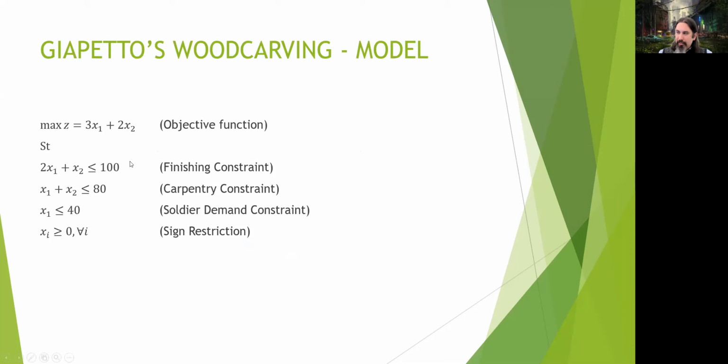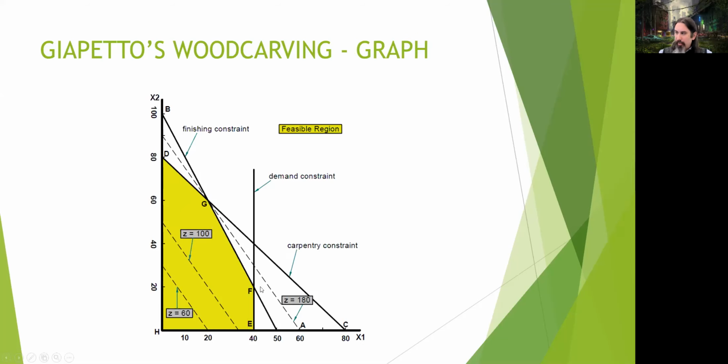Now, these three constraints, they have to be graphed. If we are trying to find a graphical solution, we have to graph these three and then the objective function. Let's graph them and see. Now, this one is a demand constraint for the soldiers. This is the carpentry constraint, this is the finishing constraint, and these are isoprofit lines.